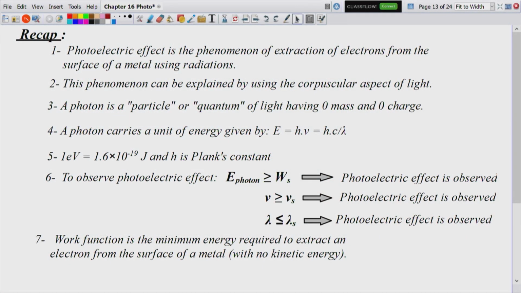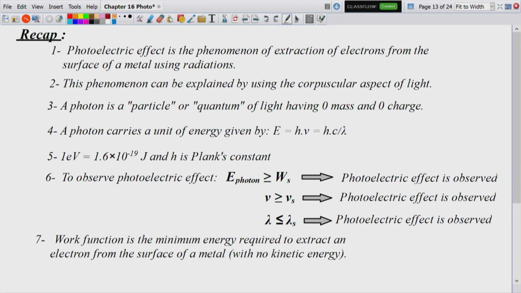In the first session, we covered mostly experimental data and we defined some terms that we're going to need for this session. We went over the photoelectric effect, and what does photoelectric effect mean? Here is the definition. It's important to know these definitions because you might be asked about them in official exams. This phenomenon can be explained using the corpuscular aspect of light.